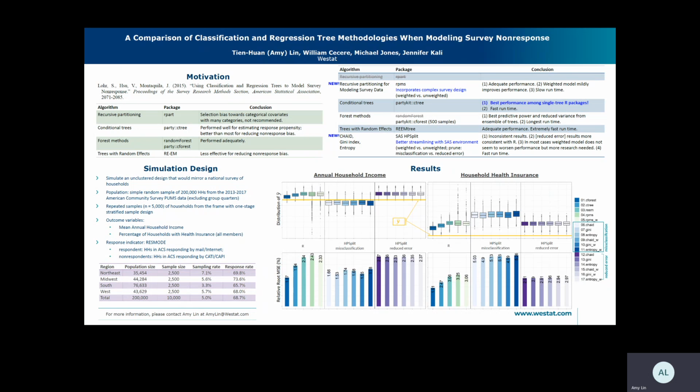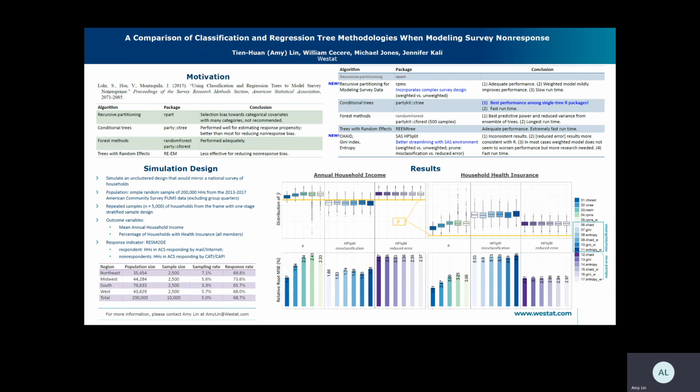In 2015, Lohr et al. presented a very comprehensive simulation study of several tree algorithms to model survey non-response. Among the R packages included in their study, they concluded that rpart had selection bias and recommended against it. They found favorable results of the C-tree algorithm in the party package. Random forest methods also produced adequate results, and REEM was less effective in reducing bias, but it had benefits when there is PSU to PSU variability.